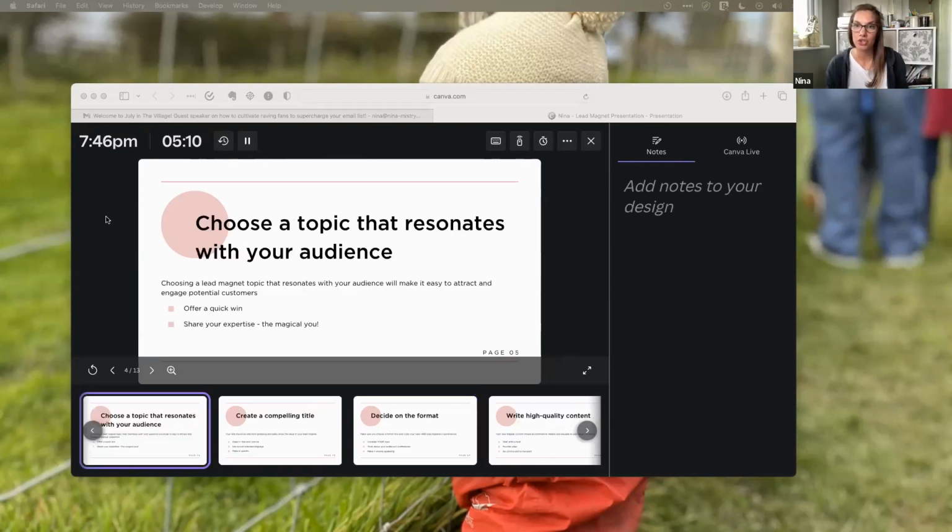And then make sure you choose a topic that resonates with your audience, not something that you like, but something that your audience is going to like. It makes it easier to attract the right people to it if it's something that they want. So things like offering quick wins are great for showing your expertise, but also giving your audience a nice quick win, something simple they can use and actionable.